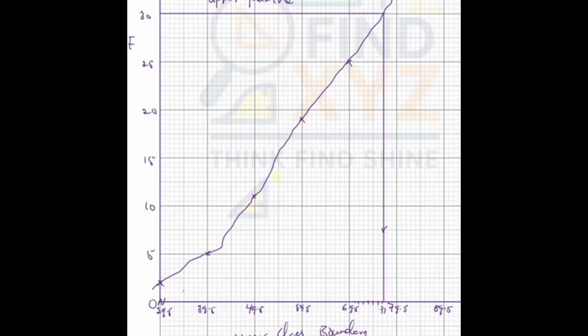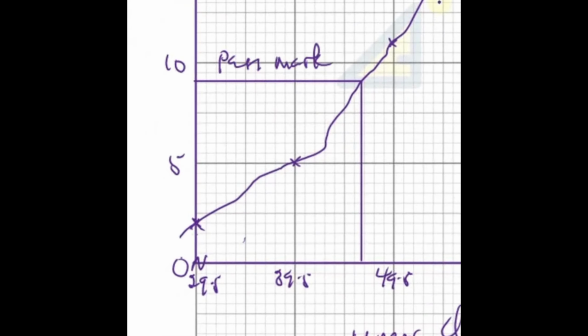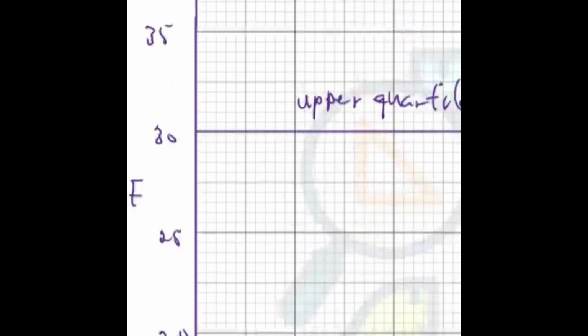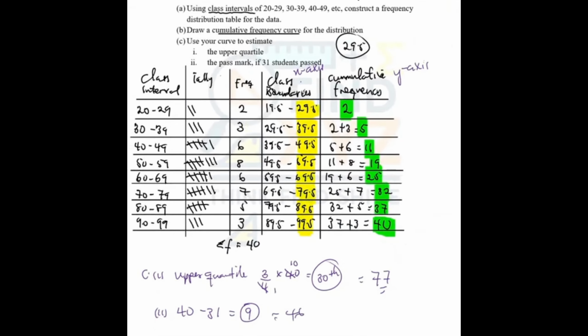So 9 will be here. Then we'll draw till it touches the curve. Then we'll trace it down. This is the pass mark. So what will be the pass mark? This will be 39.5. So 40, 41, 42, 43, 44, 45. Then let's say 46. This is an estimate. Okay. So it means that the pass mark for this test is 46. That is the pass mark. All the arrows must be on the curve because we are using our curve to estimate. So the pass mark for this test was 46.